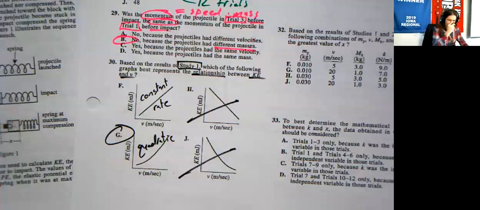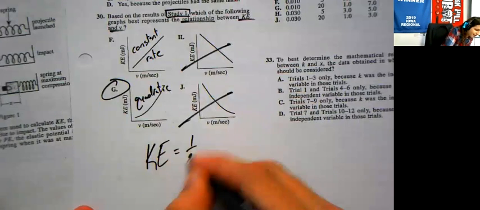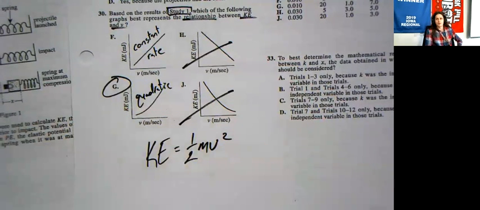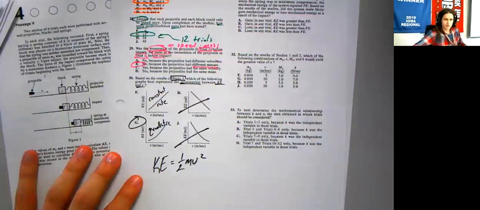That's a quadratic curve. If you wanted to know, the equation for kinetic energy is 1/2 mv squared. Those of you who've taken physics know, oh, that's quadratic. Cool. 3 to go. And then you guys will get a chance to work on your own.